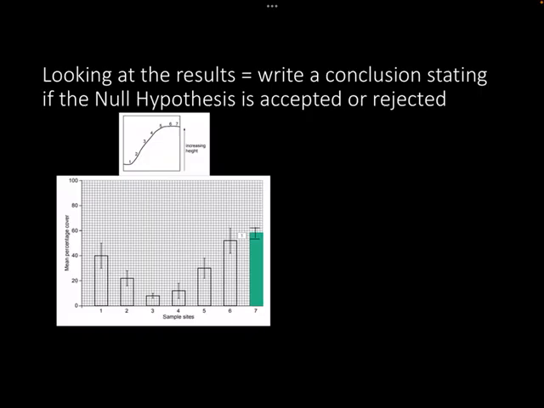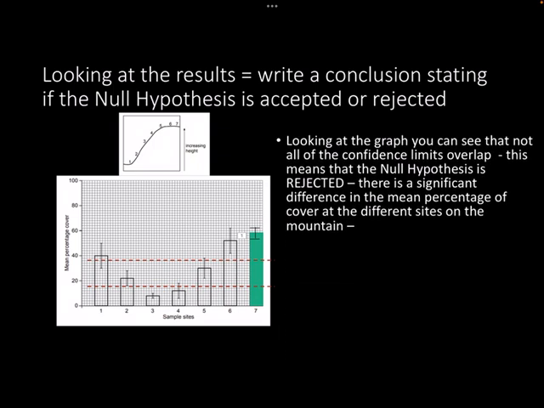So looking at the results, can you write a conclusion stating if the null hypothesis is accepted or rejected? When you're looking at your graph to see if the null hypothesis is accepted or rejected, you want to see if there is overlap between all of the confidence limits that are plotted on the graph. If we take a number of positions along the graph, we can see that they do not all overlap with each other. So because there's no overlap with all of them, we will reject the null hypothesis. We would say that there is a significant difference in the mean percentage cover at the different sites on the mountain.